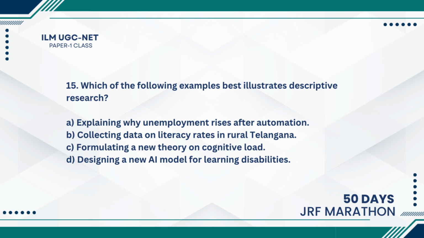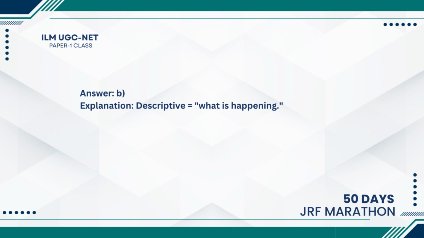Now question number 15, which of the following examples best illustrate descriptive research? Options are A, explaining why unemployment rises after automation, B, collecting data on literacy rate in rural Telangana, C, formulating a new theory on cognitive load, D, designing a new AI model for learning disabilities. So the best example illustrating descriptive research. So descriptive research is always based on what is happening. In that case, it will be option B. Collecting data on literacy rate in rural Telangana in order to know what is happening in the literacy scenario.